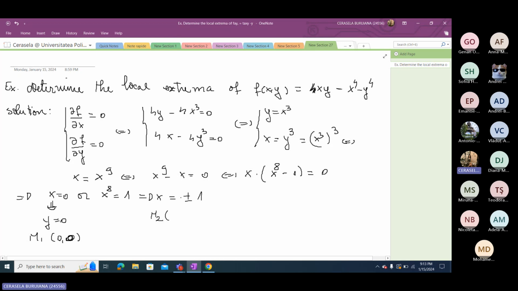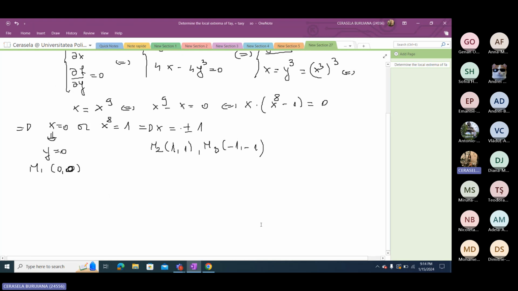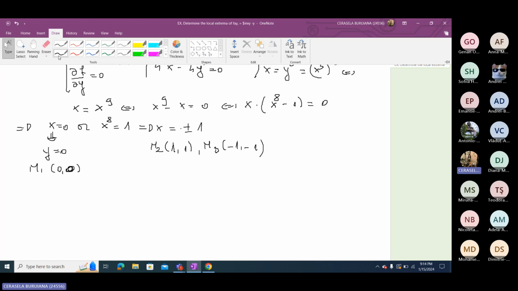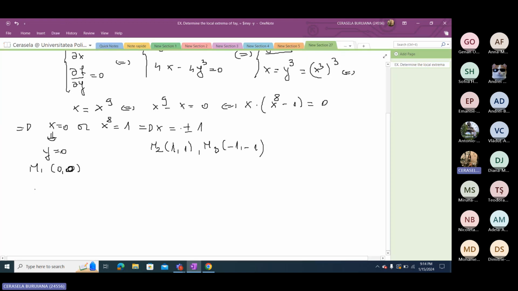So what we remark is that x and y have the same sign. We have to be careful with that. Why? Because y equals x power 3. So if x is negative, surely y is negative. And if x is positive, surely y is also positive. Okay, so these are the points. Till now, I got the stationary points. Good, we have to go to the next step, to the next stage of the algorithm.